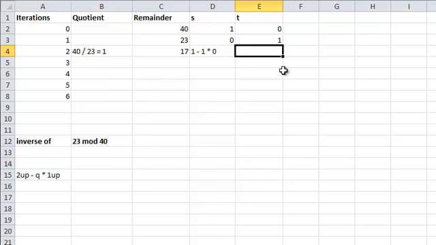And it's the same thing for T. So we're going to look at 2 cells up, which is 0. And we have minus our quotient, which is 1. And then multiplied by 1 cell up, which is 1.